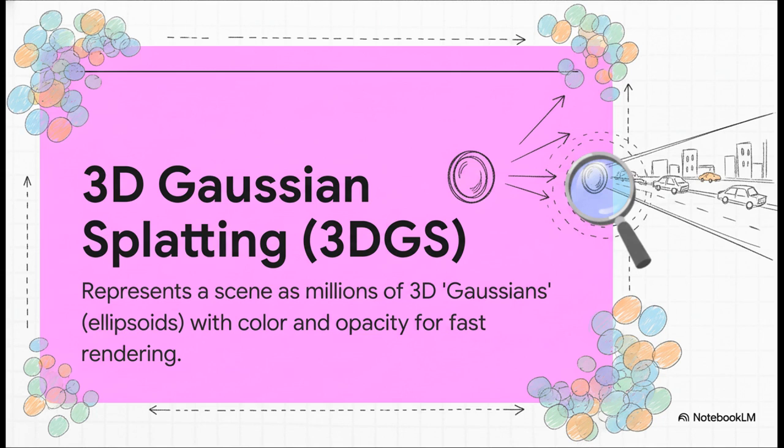The best way to think about it is like this. Imagine each Gaussian is a tiny, semi-transparent, colored puff of smoke. And by splatting, which is really just a fancy word for projecting, these millions of puffs onto your screen, you can render a stunningly realistic image, and you can do it incredibly fast.